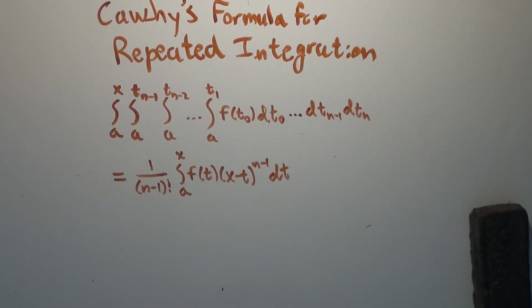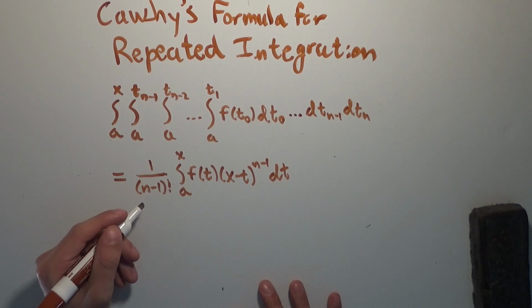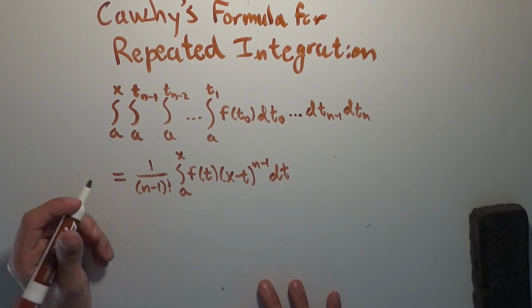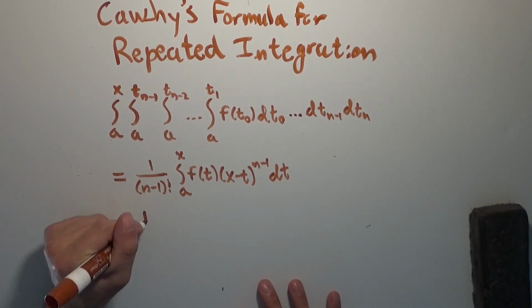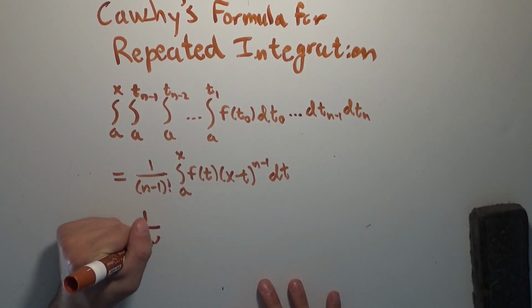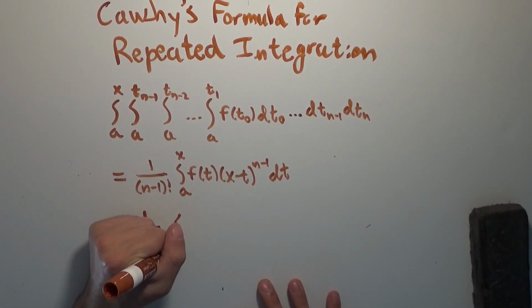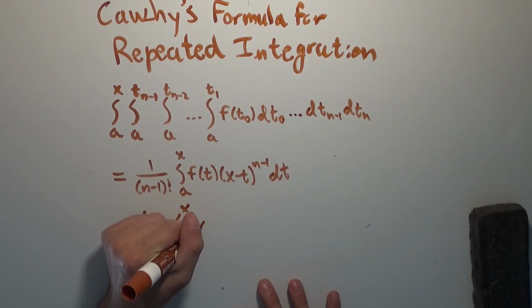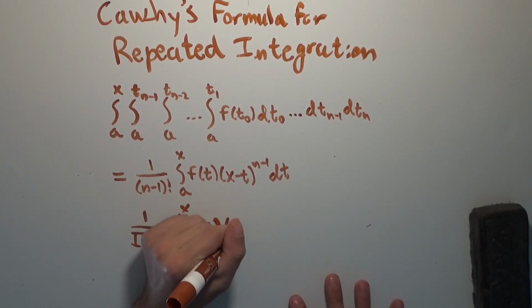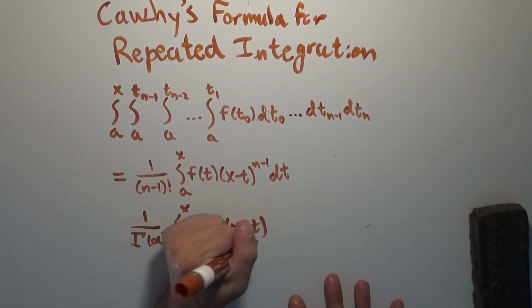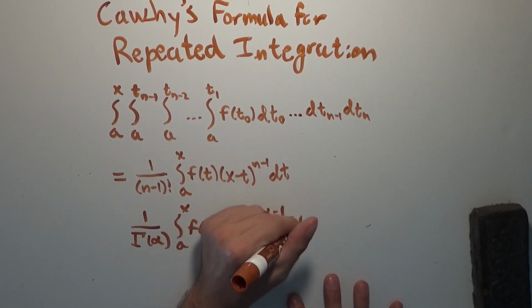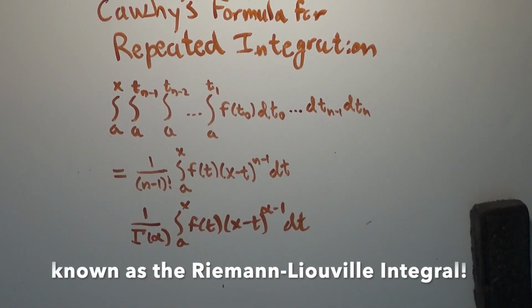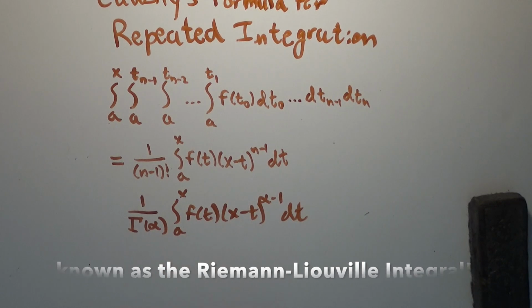And you can quite easily generalize this to arbitrary order of integration, because you can simply use the gamma function as an analytic continuation of the factorial function. So you can have, for example, 1 over gamma of alpha times the integral from little a to x of f of t times x minus t to the power of alpha minus 1 dt. And this is the generalized integral for any order, alpha.